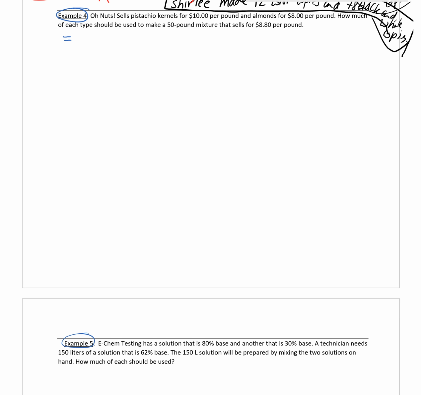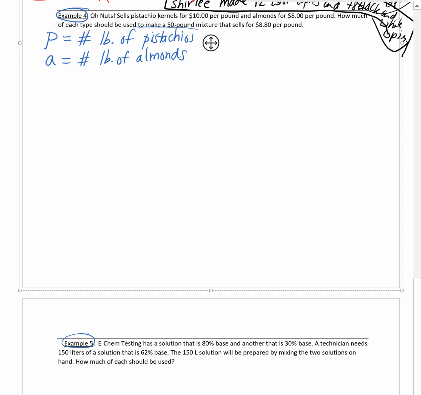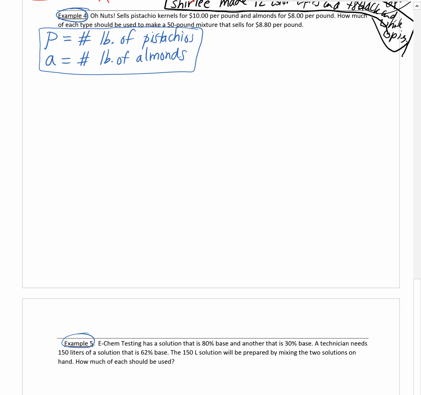Since there are pistachios and almonds, we'll say the number of pounds of pistachios will be some variable, and the number of pounds of almonds will be the other variable. I'll do P for pistachios, A for almonds. Or you could do X and Y, doesn't matter. But I just like P and A because then when I find one, I'll know what it is. If I find A, I'll know it's almonds. If I find P, I'll know it's pistachios.